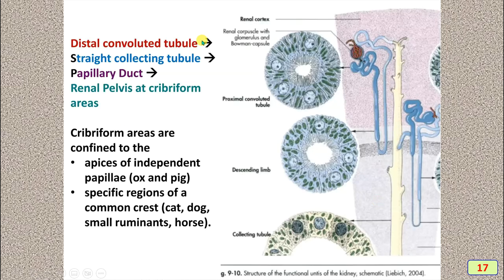So the structure is like this: renal cortex, renal capsule with glomerulus and Bowman's capsule, renal pelvis at cribriform areas. Cribriform areas are confined to the apices of independent papillae and specific regions of a common crest, in animals like cat, dog, and small ruminants, which have a different schematic representation of the kidney.